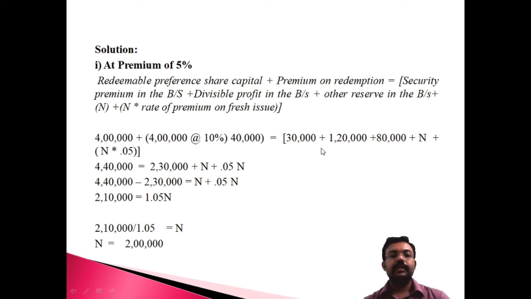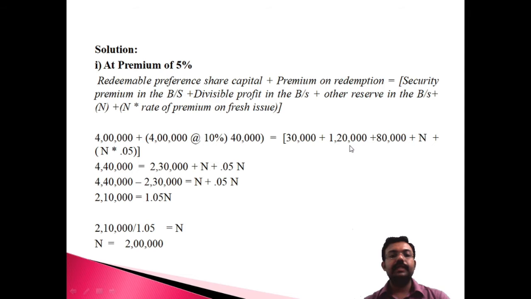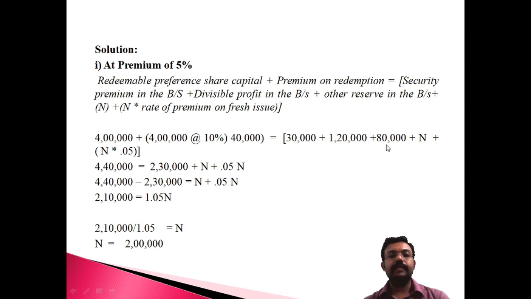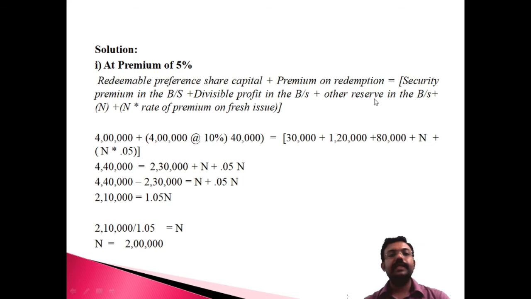The divisible profit is 1,20,000 and the general reserve is 80,000. All are specified in the question. The general reserve is the other reserve, plus n, where n is unknown, plus n into the rate of premium on the fresh issue, 5%. 5 divided by 100 is 0.05. So n into 0.05. That is the simple formula.